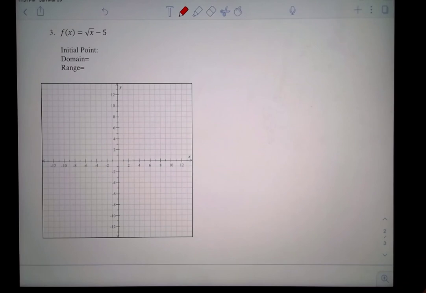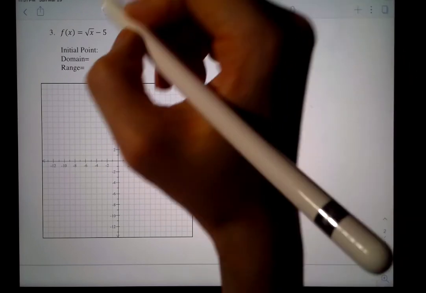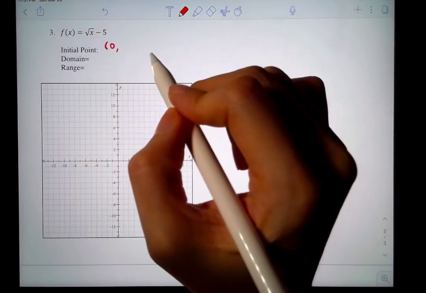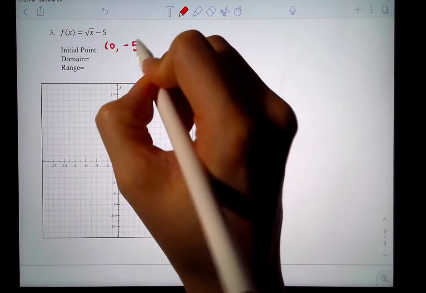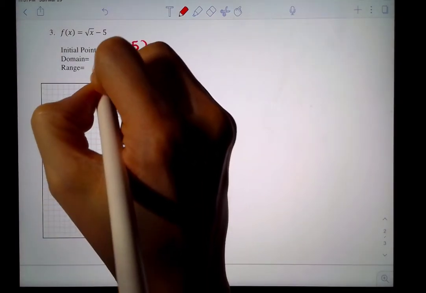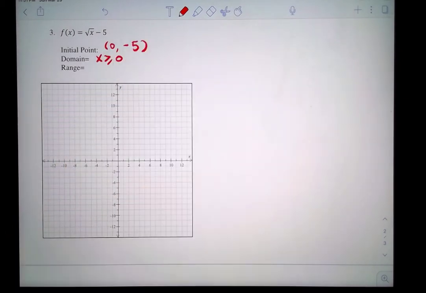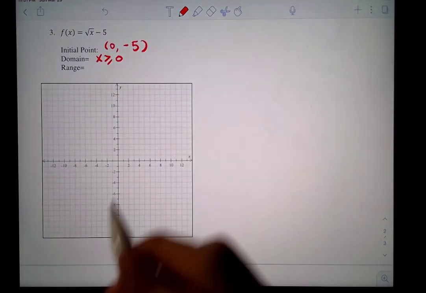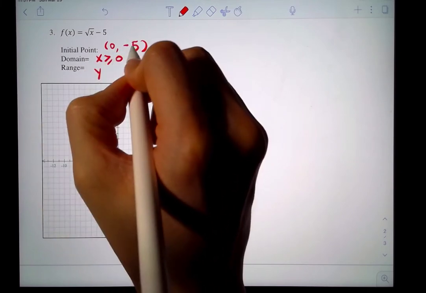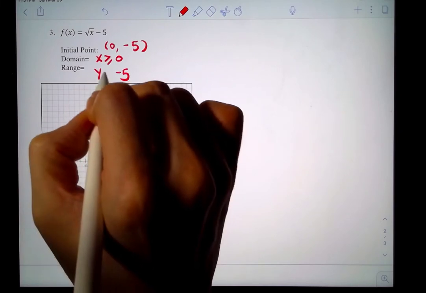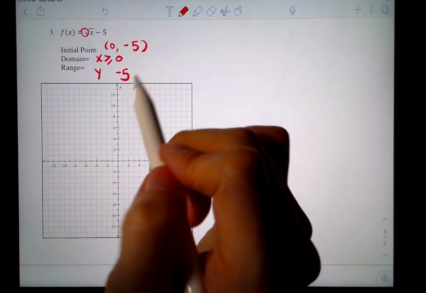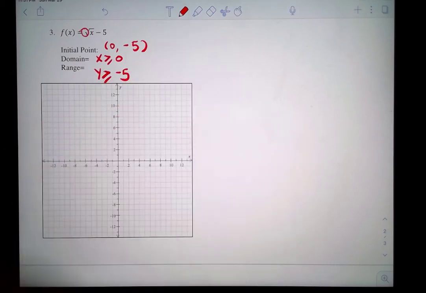Then my initial point. Here nothing, so 0. And outside you have -5. So -5, right? And then my domain. Domain x is greater than or equal to 0. And my range. Then to get my range, we need to do something with this -5, right? But you can decide this inequality from here, positive, then greater. y is greater than -5.